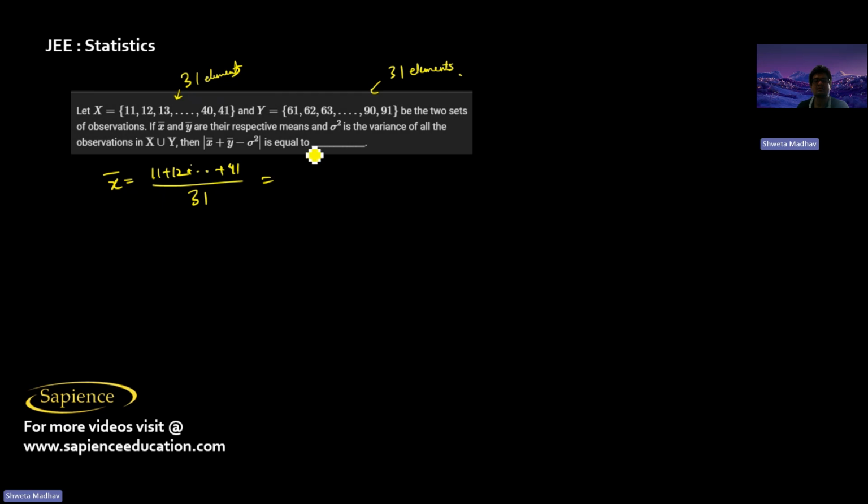Since it is in AP, the sum is n by 2 into (A plus L). So that is 31 by 2 into (11 plus 41), divided by 31. The 31 gets cancelled, and this is 52 by 2, that is 26.